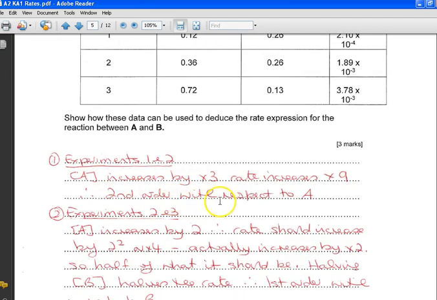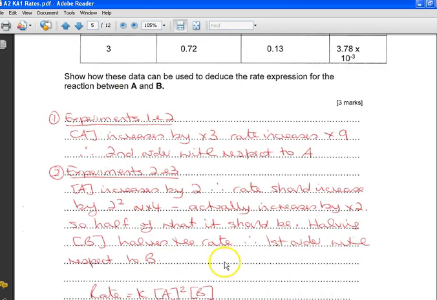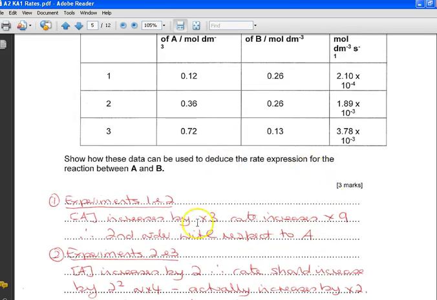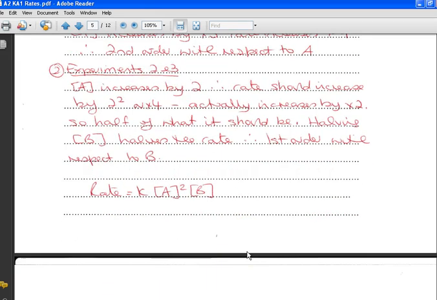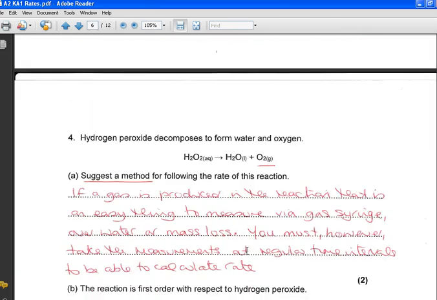Again, just be methodical in the way that you write out your answer. Look at experiments 1 and 2, look at experiments 2 and 3, give a clear explanation of what you're looking at and what evidence there is. Our concentration of A increases by 3, the rate increases by 9, therefore we know it's second order, and so on. And then we come up with our rate equation. So that's 3 marks for that question.